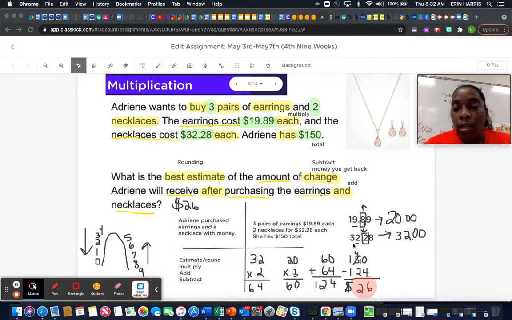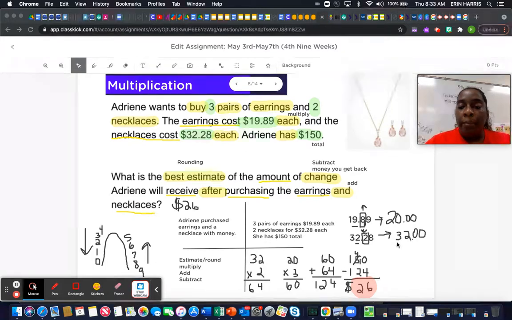Okay. Next, I'm going to look at the $32.28 for the necklaces. And I underline the 2 because, again, we're rounding to the nearest whole dollar. I box the 2. The 2 tells us on the hill that we're going to round down. So this 2 is going to stay the same. And so we're just going to round this to $32.